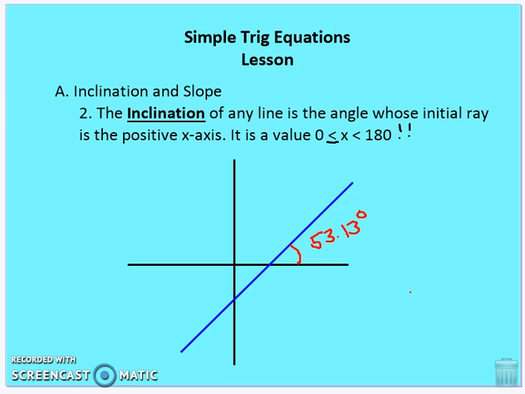Okay, so the inclination of any line is the angle whose initial ray is the positive x-axis and has a value between 0 and 180, inclusive of 0, but not 180. So you have to remember that the angle measure has to be between 0 and 180 degrees. In this case, we can use the inclination to find the slope, and you do that simply by taking the tangent. You can do this in your calculators: tangent of 53.13 degrees, and you should end up with a slope of 1.33. So this just goes to show you that inclination and slope are related, and you can determine that relationship involving the trig function of tangent.